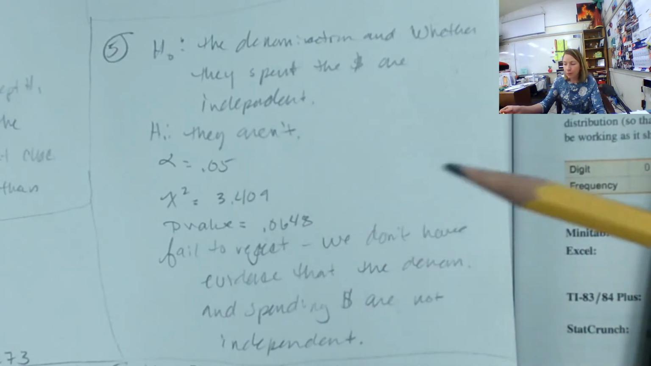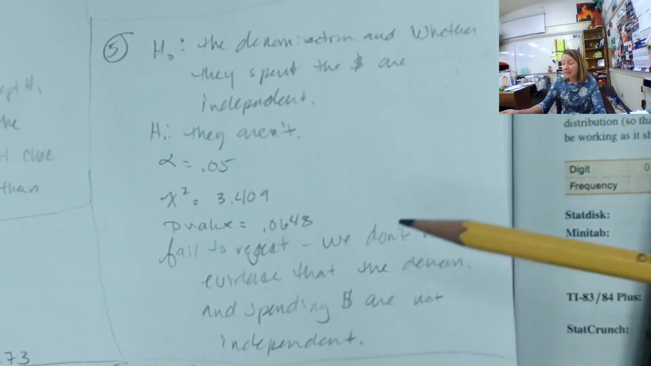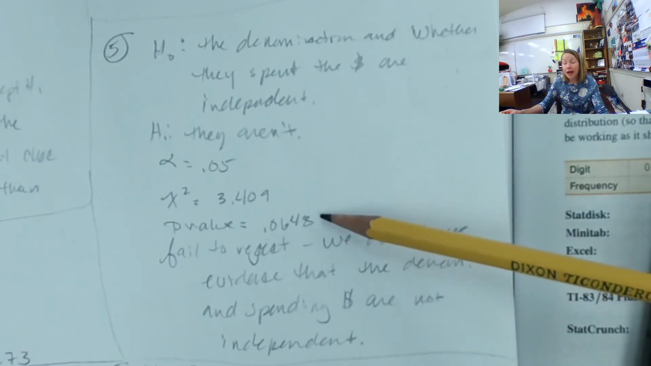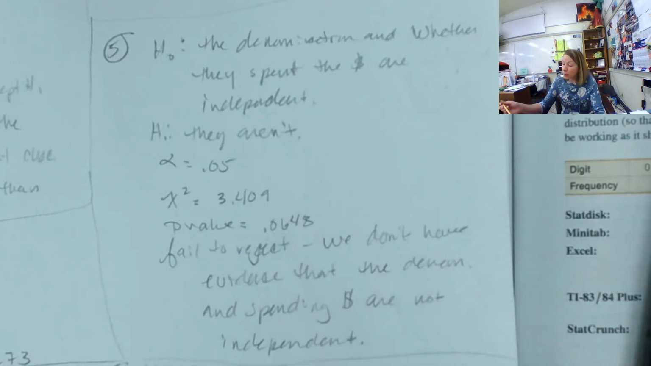Alpha is 0.05, my chi-squared test statistic is 3.409, and I end up with a not high p-value, but higher than my significance level, right? So I fail to reject. We don't have evidence that the denomination and spending the money are not independent.